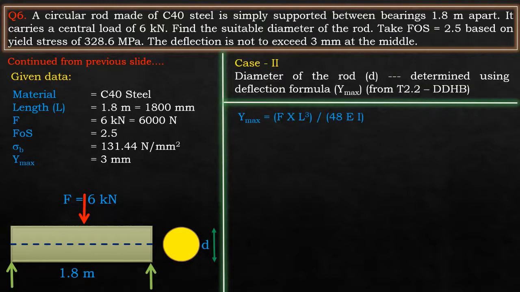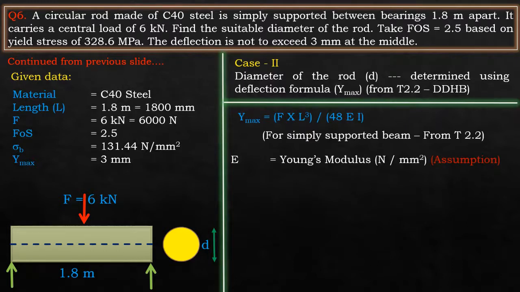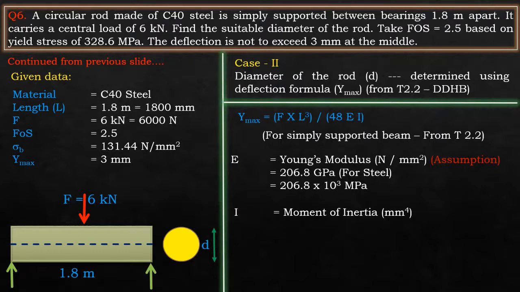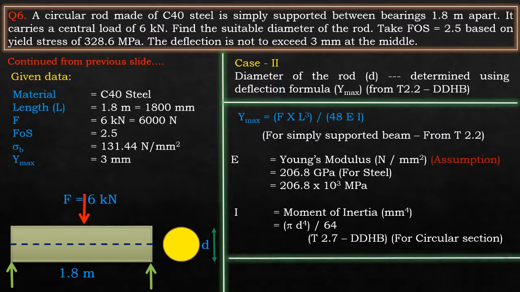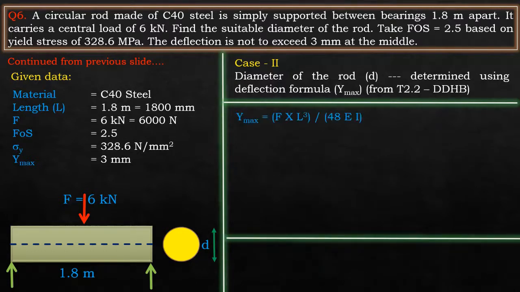By substituting all these values, the value of Y maximum has already been given as 3 mm. Young's modulus is not given in the numerical. Young's modulus for steel can be assumed as 206.8 gigapascals, or 206.8 into 10 power of 3 megapascals. The moment of inertia I can also be obtained from table number 2.7, whose value is pi d power 4 by 64. Now we'll be substituting all these values in this equation so that we'll be able to determine the value of moment of inertia.